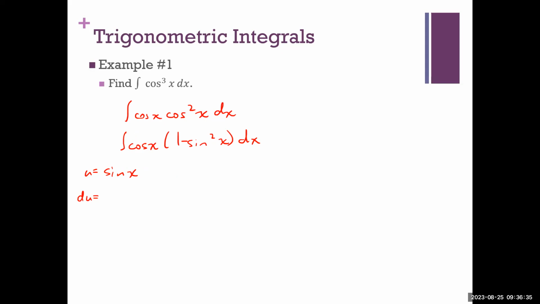If u is equal to sine of x, then what does du have to be? Cosine x dx, right? Does this substitution help us? Yeah. So if we use that u substitution, what does this integral become? Minus 1 minus u squared du.